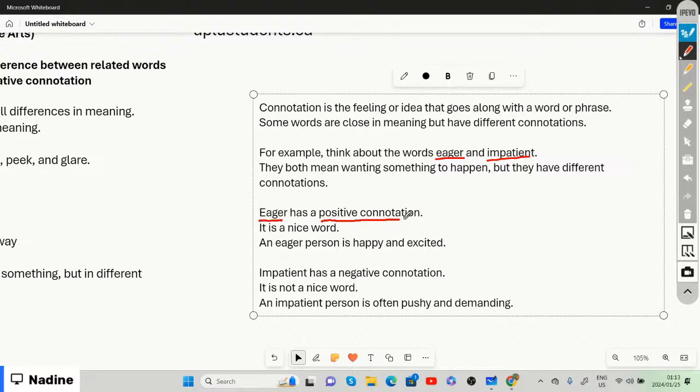So when it comes to eager, eager has a positive connotation, meaning that it is a nice word. And the meaning of eager, right, is a person that is happy and excited. So it's a positive connotation, and it's wanting something to happen in an exciting way, because being eager is when a person is happy and excited. And then we have impatient. And impatient has a negative connotation, meaning that it is not a nice word.